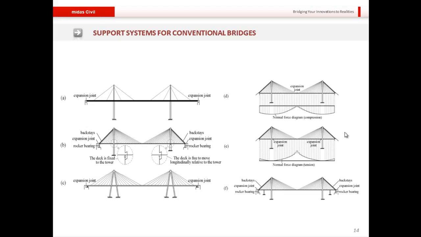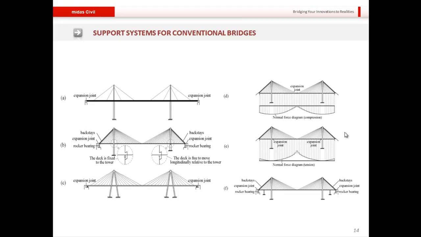Many others utilize, for example, the case for D and E, you will notice that the expansion joint is provided at intermediate points. So it really depends on the site conditions, the cost, and the aesthetic considerations on what kind of support system the engineer would like to provide for his or her particular project.